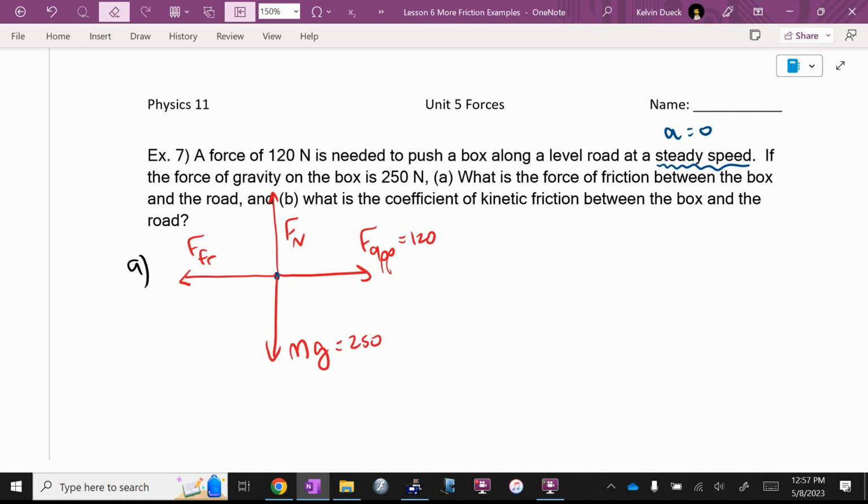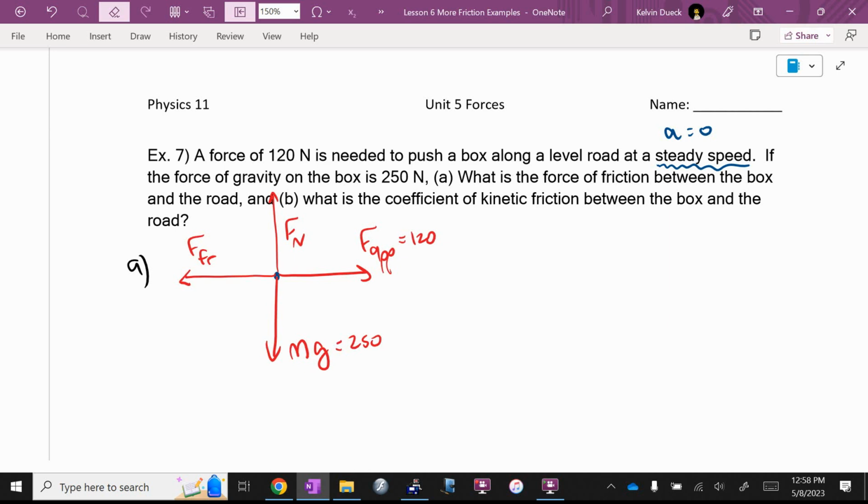Okay. Ryan, what do they want me to find in part A? I don't know the force of friction. Oh, but look. I know another force the same size as the force of friction because we're at a steady speed. What force has to be the same size as the force of friction? And how big is F applied exactly as a number? So how big is friction exactly as a number?